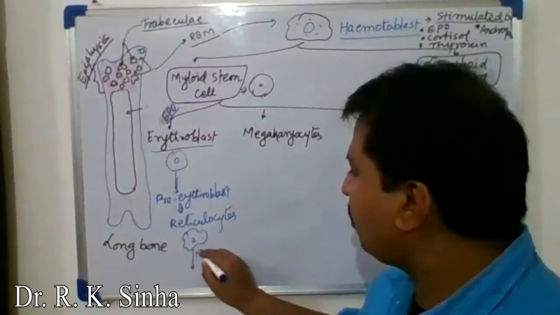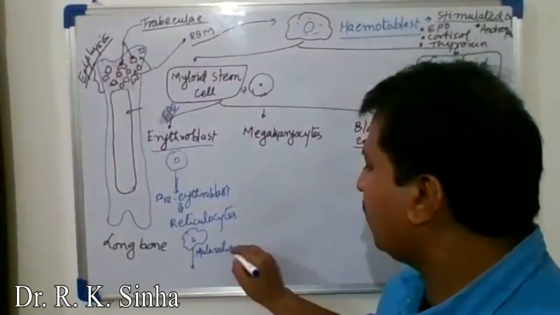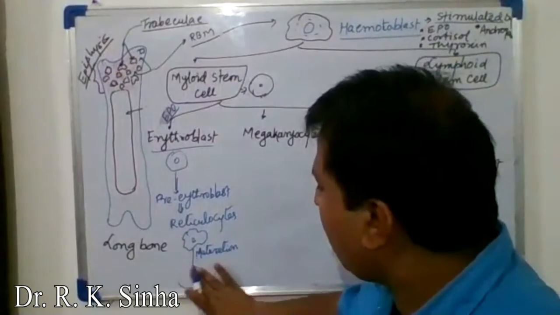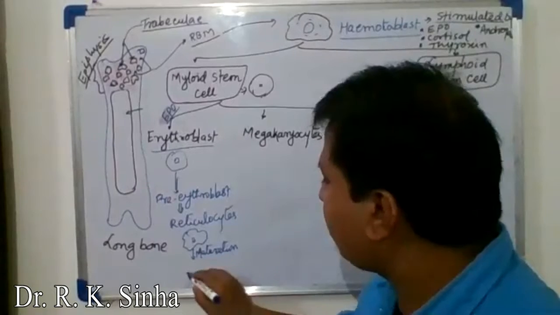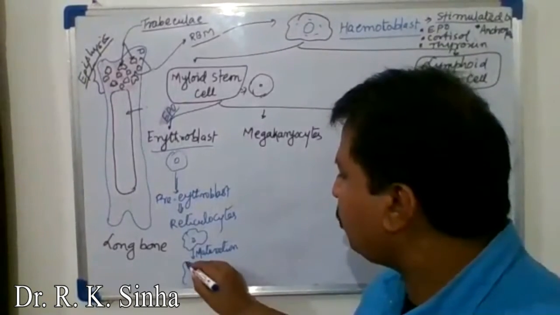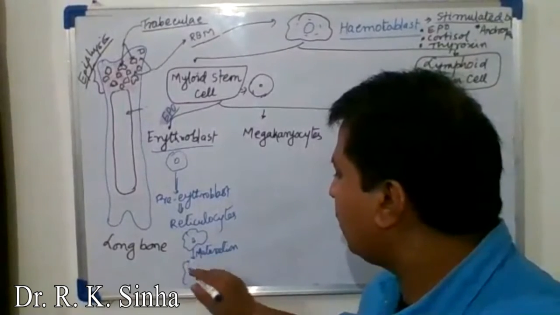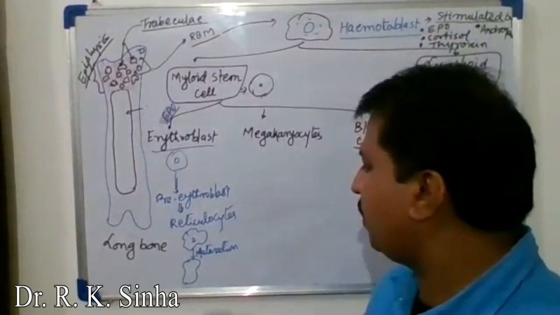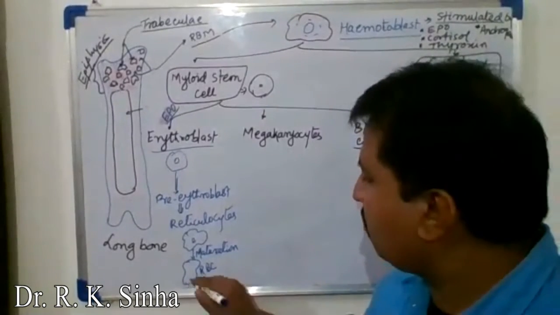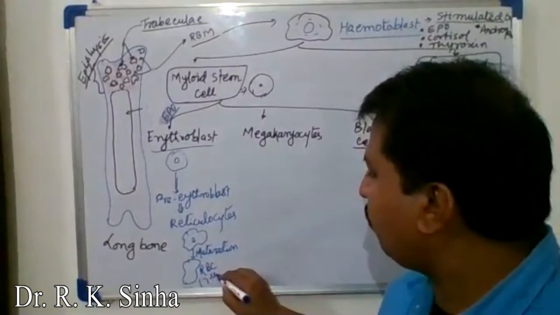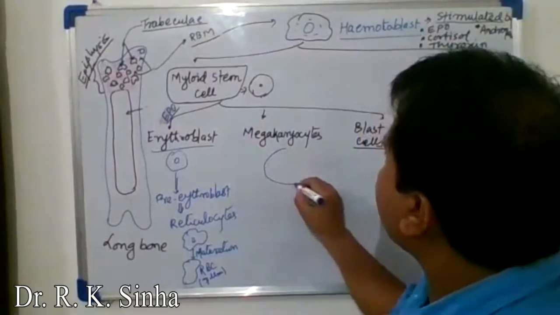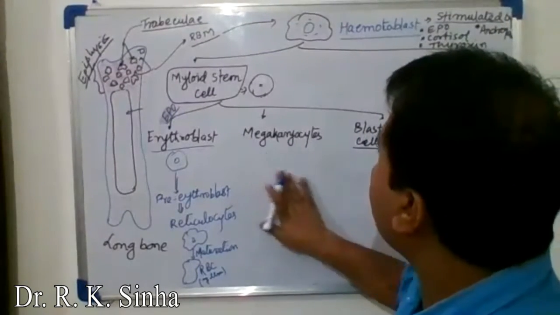When it matures, after maturation, it will turn into an anucleated cell, and that anucleated cell in mammals, except camel and llama, will form a matured RBC. This is the biconcave RBC in case of human. This is matured RBC. It is biconcave and about 7 micrometer in length.